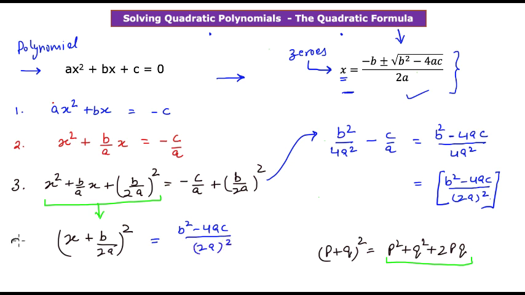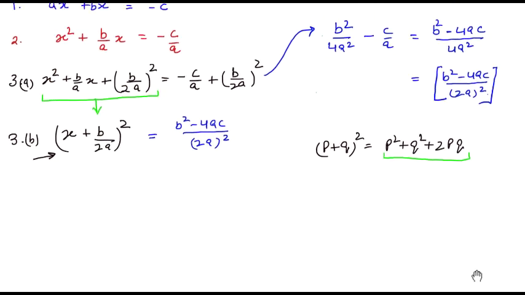So I will simply call this part of my step 3. Let's say it is step 3b and this is step 3a. All right, so far so good, right? Now let's simplify step 3b and obtain our two possible zeros. Let me make a little room here.